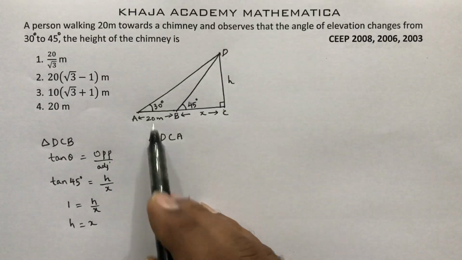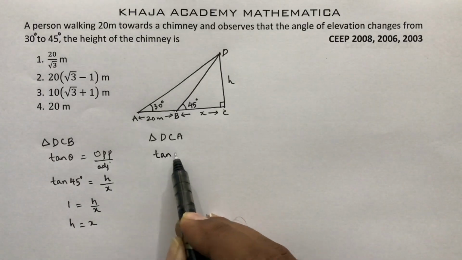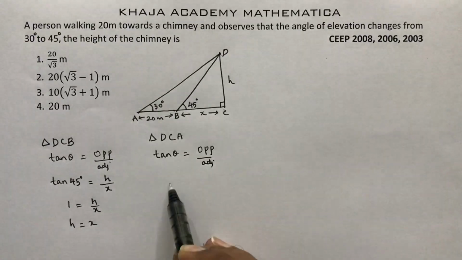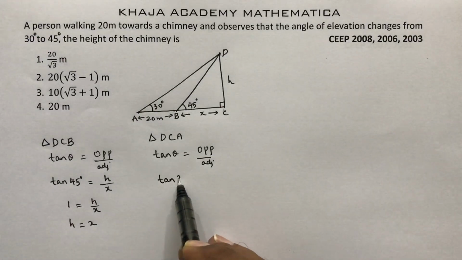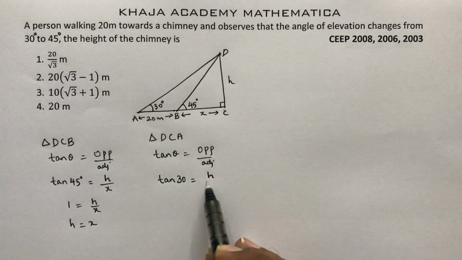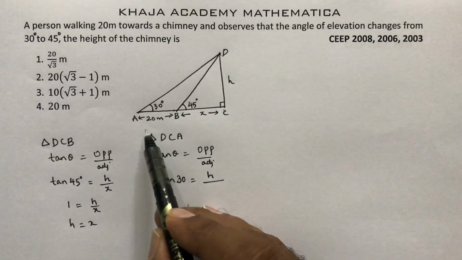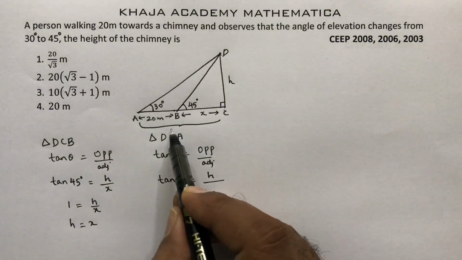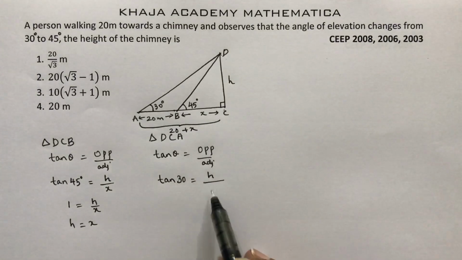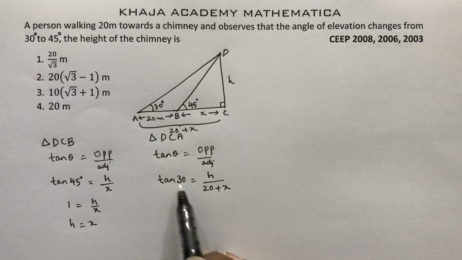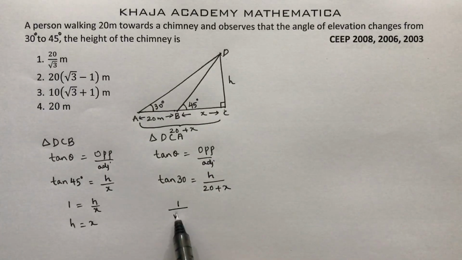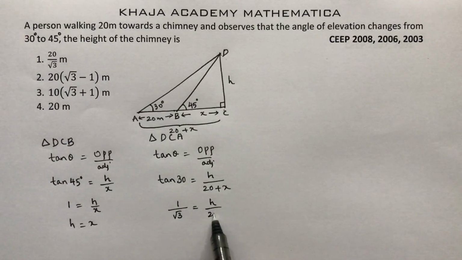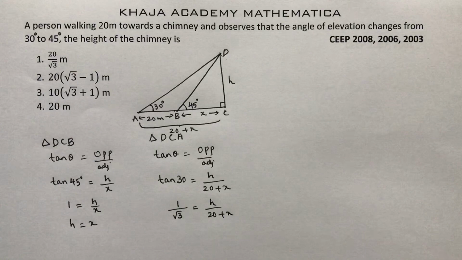In DCA again I'll use tan theta. Tan theta is opposite by adjacent. So now theta is 30, opposite is h, adjacent is this total. I need to take this total, that is 20 plus x. So tan 30 value is 1 by root 3. 1 by root 3 is h by 20 plus x.